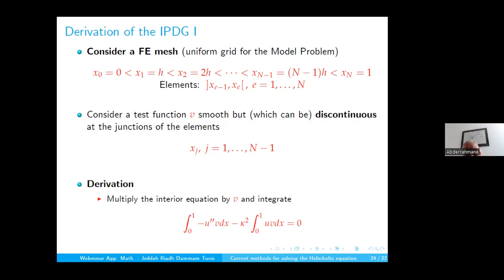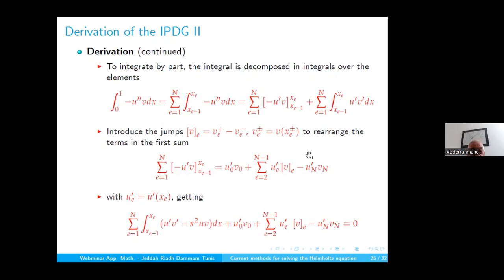You take the equation and multiply it by v, so no problem, and integrate by parts. But for integrating by parts, since v can be discontinuous at the junction, you have to decompose the integral into a sum over sub-intervals. And you obtain this formula.